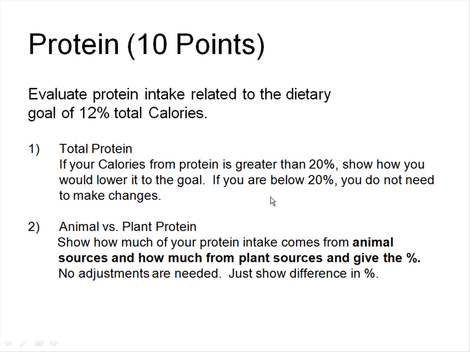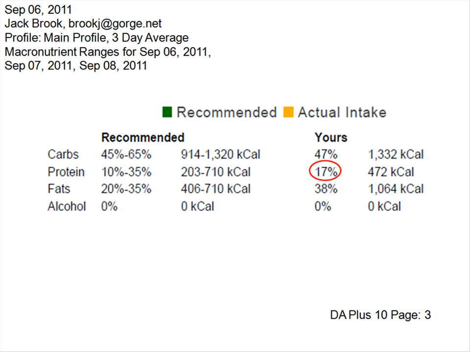But if you're not over 20%, then basically you just need to show me what percentage you're at so that I know that you know, and then go through and determine how many proteins I ate that were from an animal source and how many I ate from a plant protein source, and show the differences there. And I'm not even asking you to make any adjustments. I just want you to know where you're at.